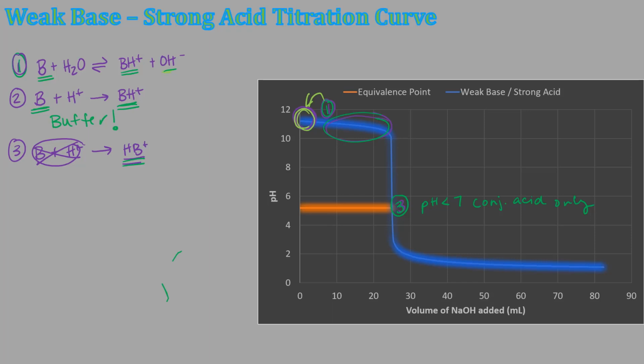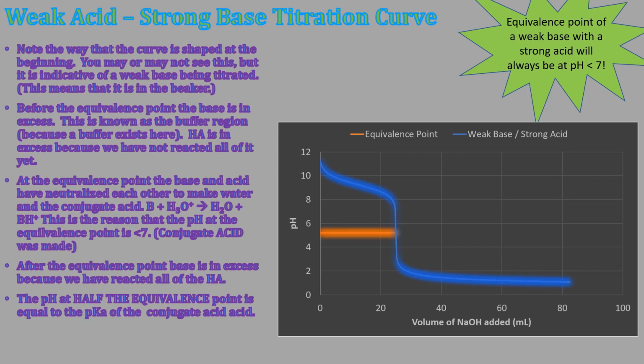Now, the fourth point is after the equivalence point, you're going to have all of the base gone, but then you have excess acid, and you have conjugate acid in there too. And so that's why the pH comes so low down here. So those are the 4 main points for weak base strong acid titration curve. And then this slide just basically summarizes that.